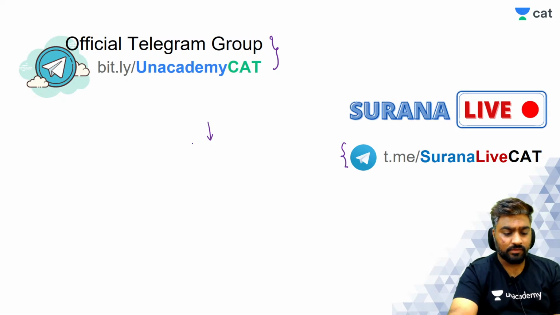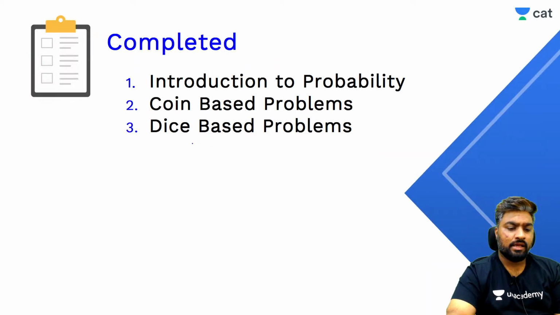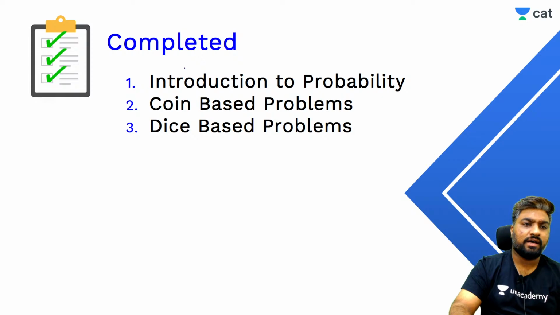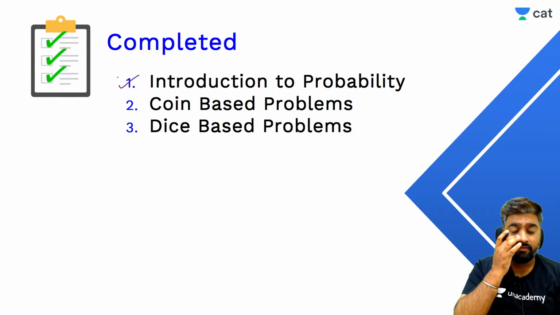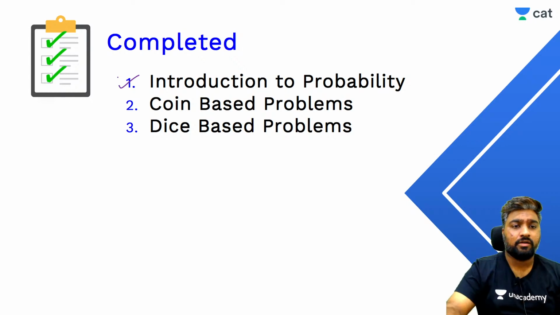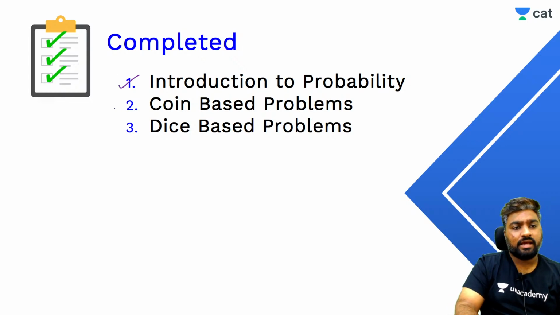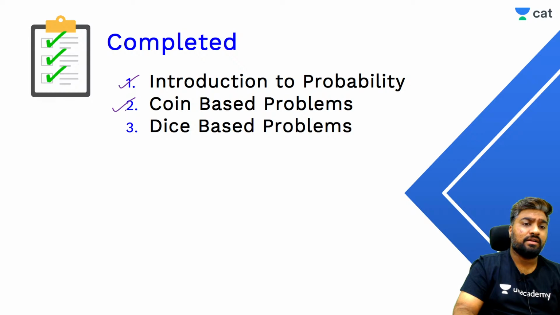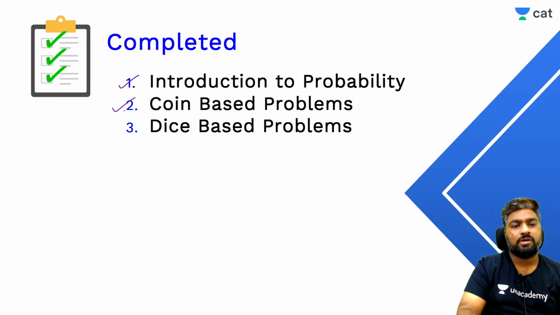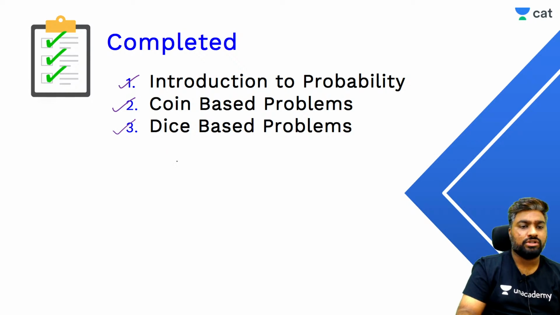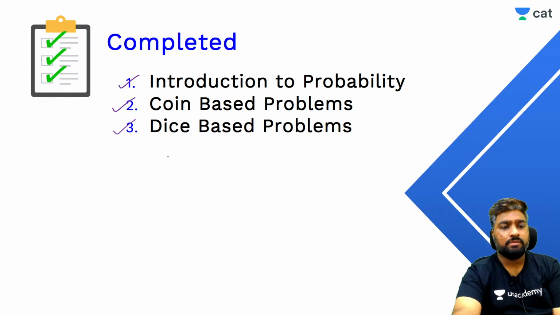Cool. Hello, Prince. Good evening. So this is what we've completed so far. We've looked at introduction to probability. We've understood what different types of events are. We've understood what complement of probability is, all that. In the second lecture we had looked at coin based problems where we saw at least, at most, and consecutive. Yesterday's lecture, dice based, we saw understanding dice, sample space, trying to find out at least, at most, and math based problems most importantly.